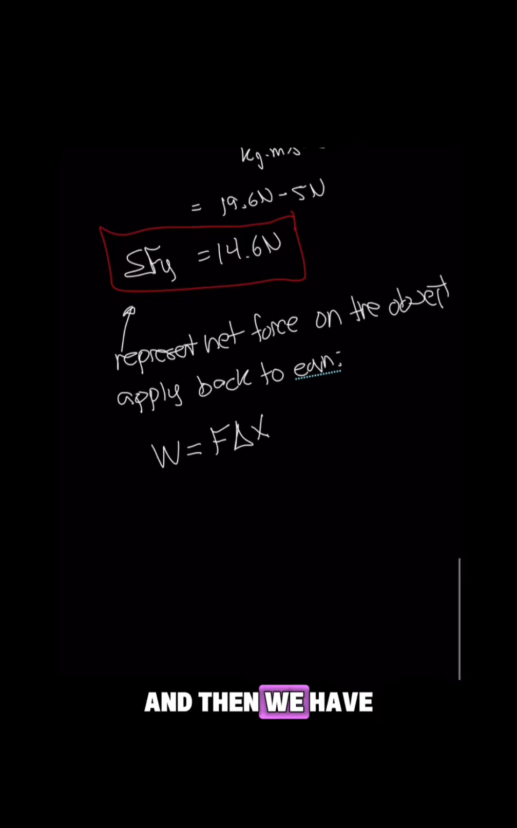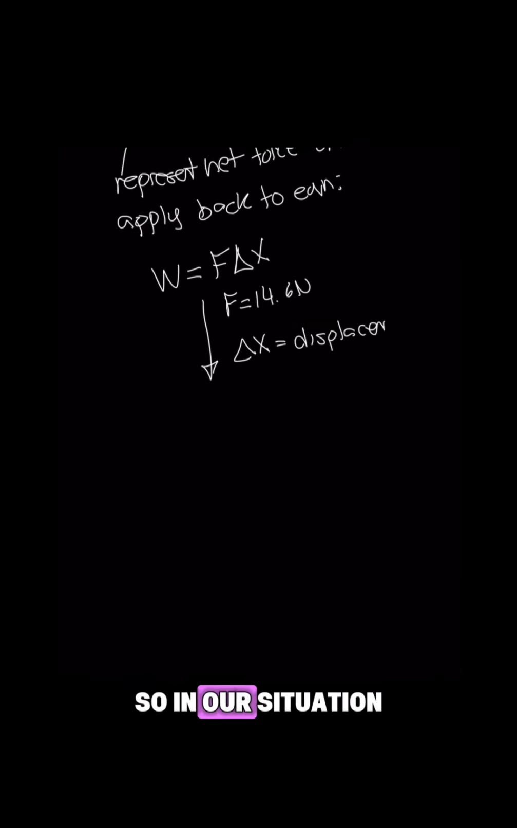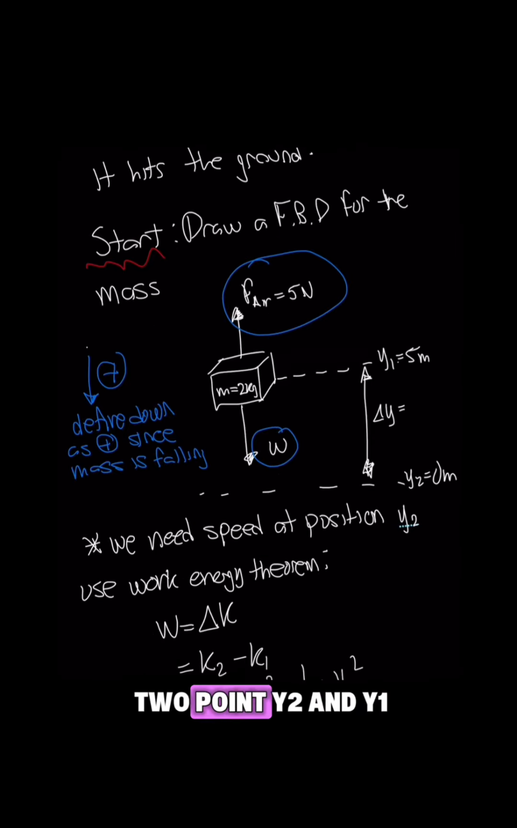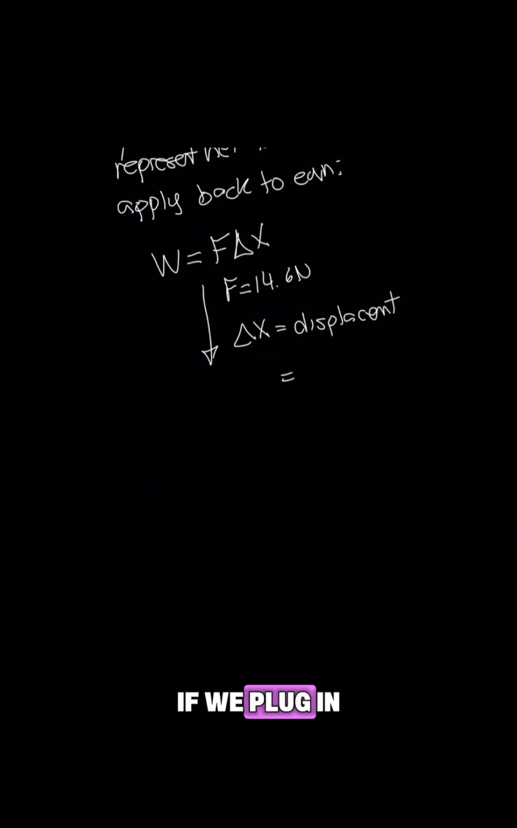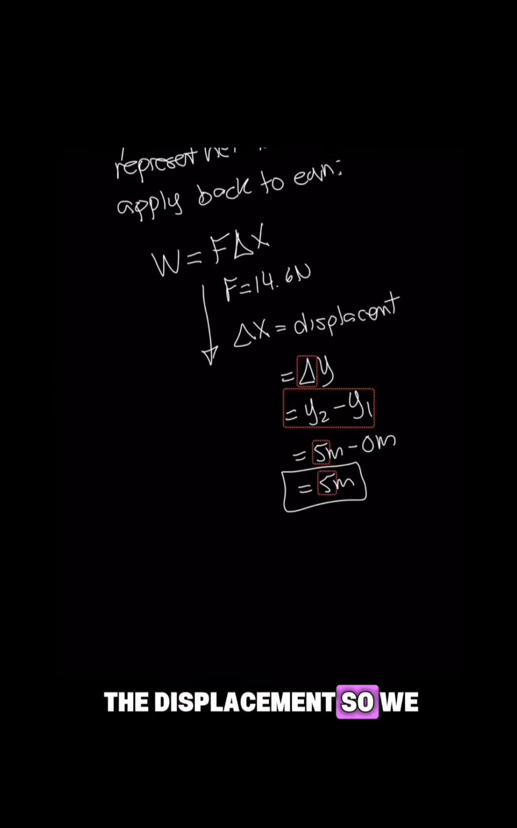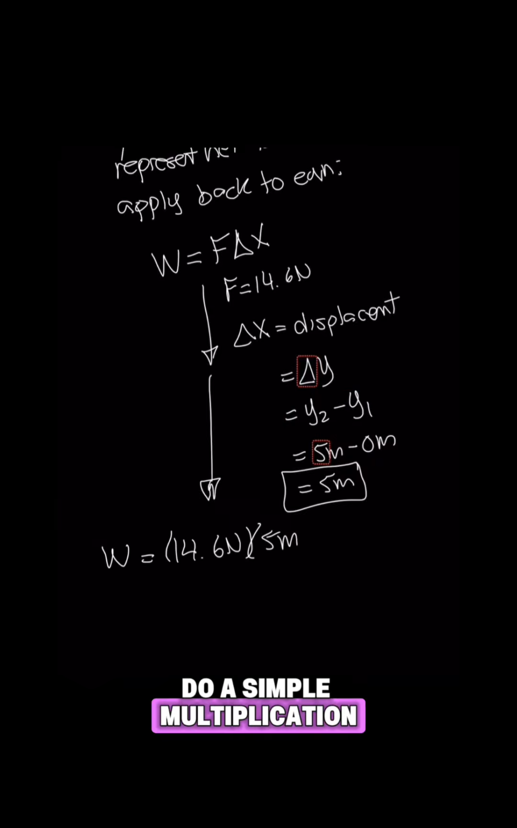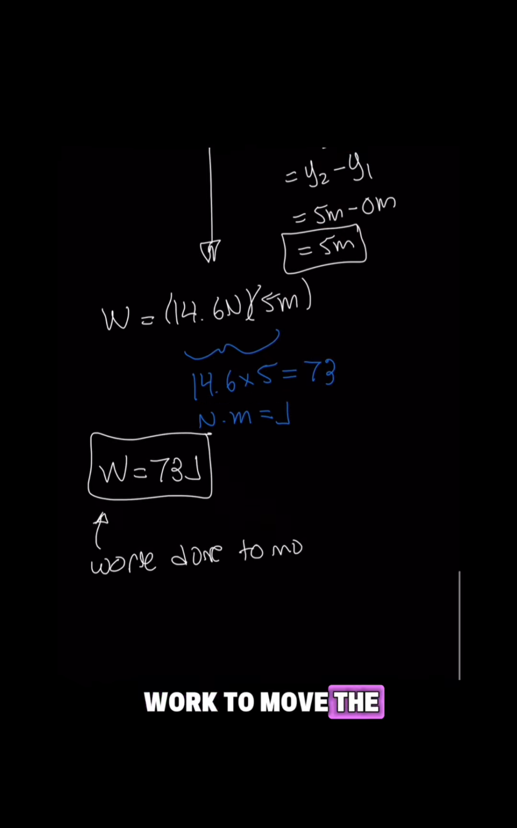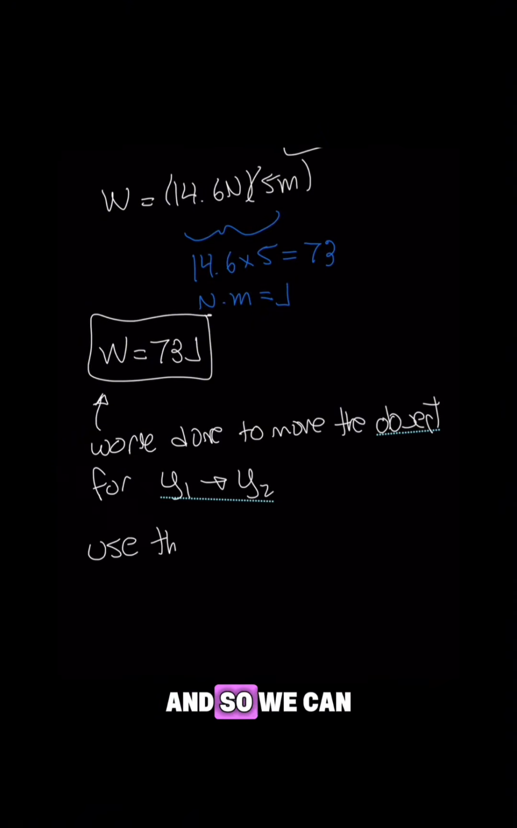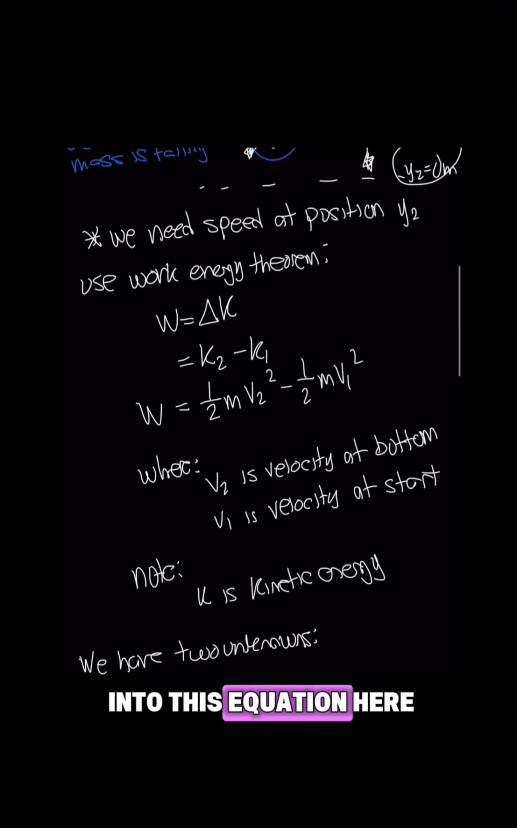We have our force, and then we have delta x equal to the displacement. So in our situation, we have these two points, y2 and y1. Delta y is going to be equal to y1 minus y2. If we plug in our values here, we get this for the displacement, so we can plug that in. Do a simple multiplication, multiply the units and the amplitudes, and we get this. It's going to be the work to move the object from y1 to y2. And so we can solve for v2 by plugging it back into this equation here.